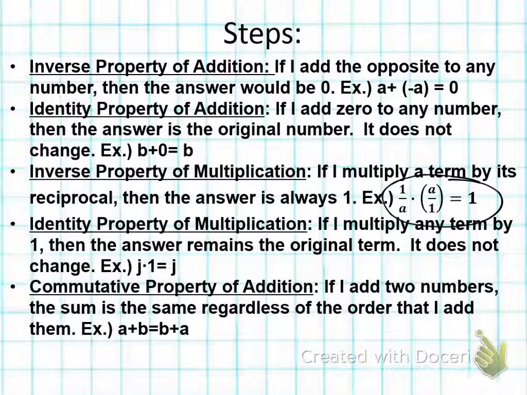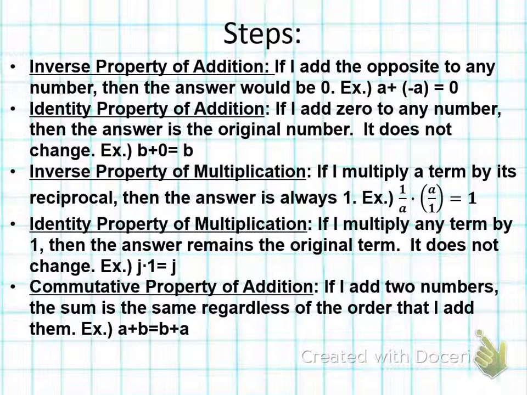Turn to your neighbor, explain the inverse property of multiplication really quickly. Ready, set, go. This right here, the one that's flashing. So what happens when you multiply a fraction by the reciprocal? What's the answer? 1, good, okay?